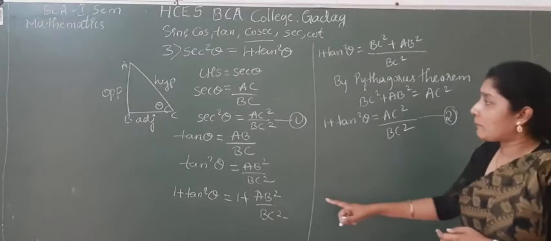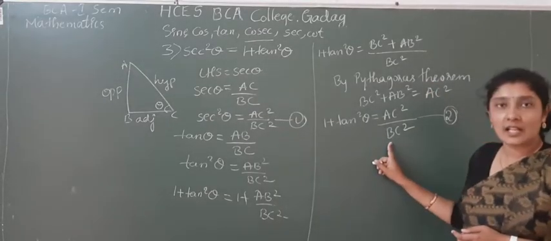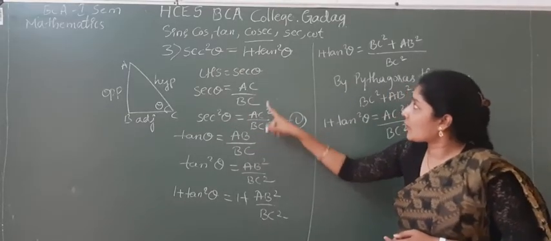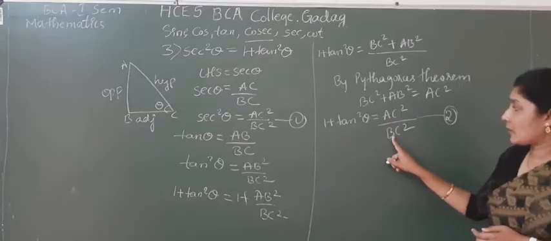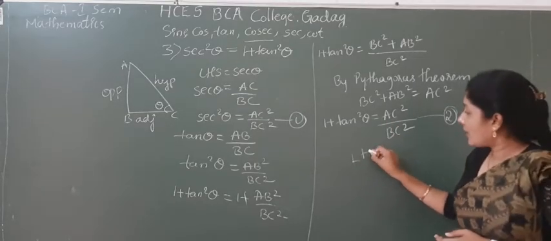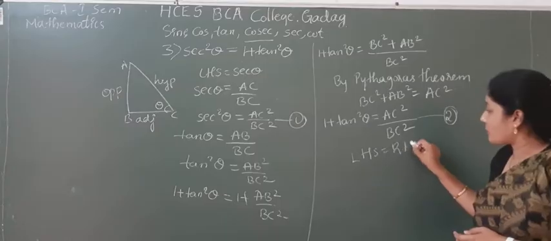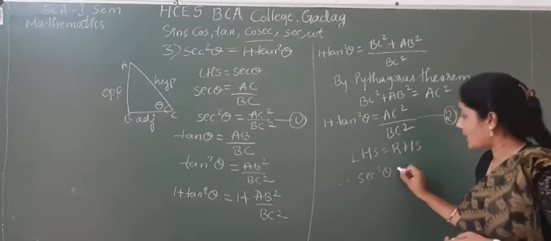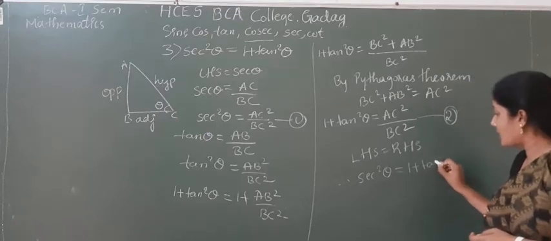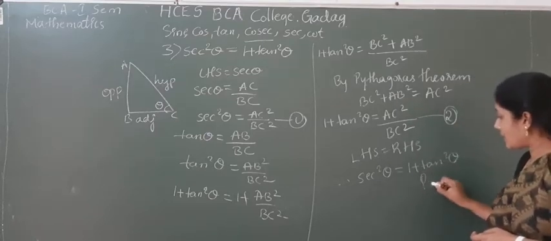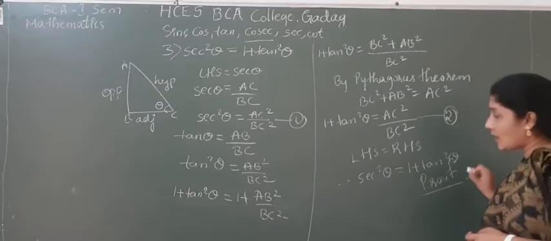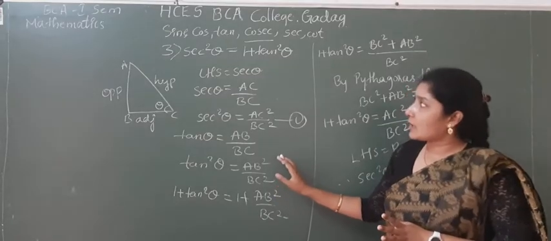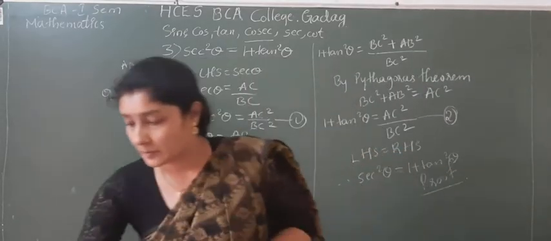Now let us compare these two, LHS and RHS. LHS is sec square theta, AC square by BC square, and RHS is AC square by BC square. Therefore, LHS is equal to RHS. So, sec square theta is equal to 1 plus tan square theta. So, this is the proof of the given trigonometric function. I hope you are understanding. So, now let us move to the fourth one.